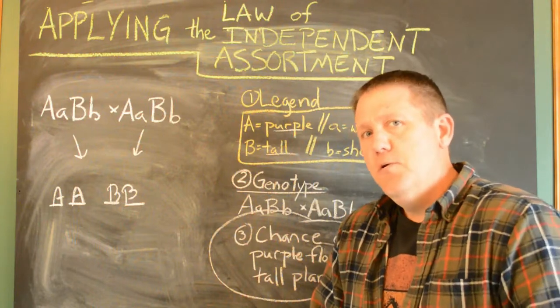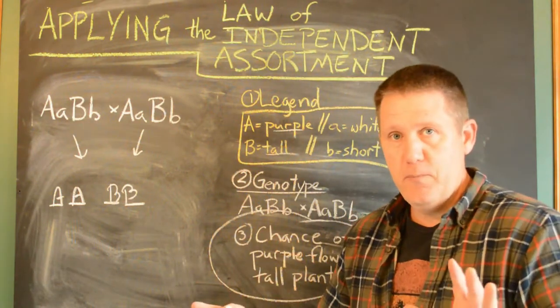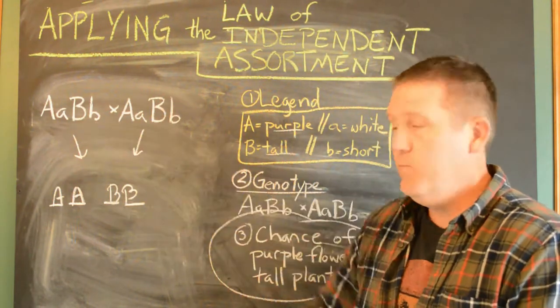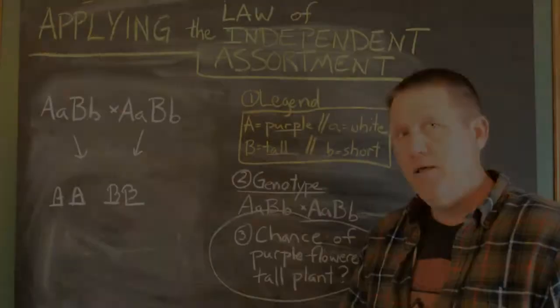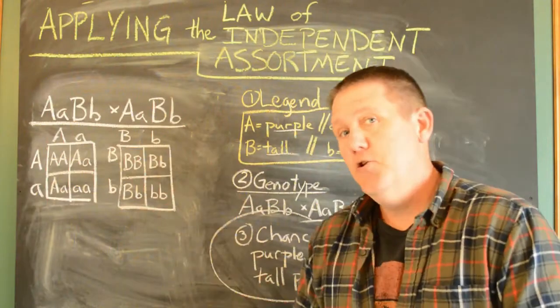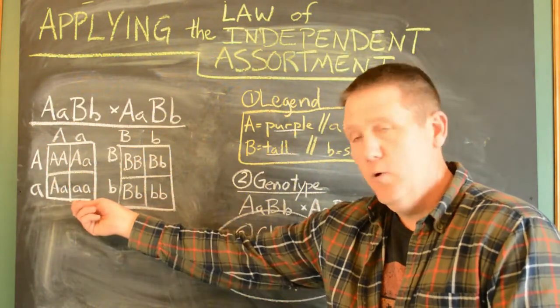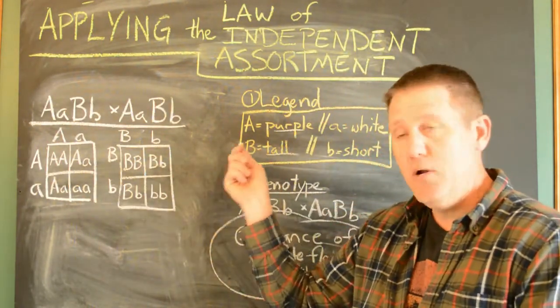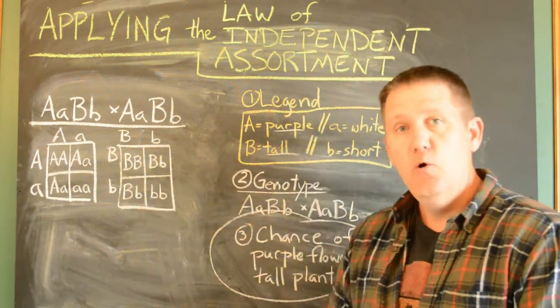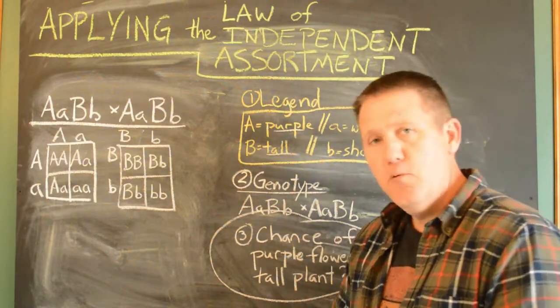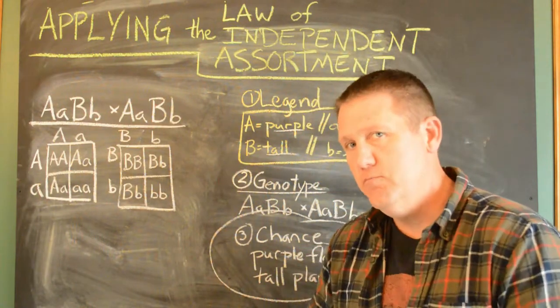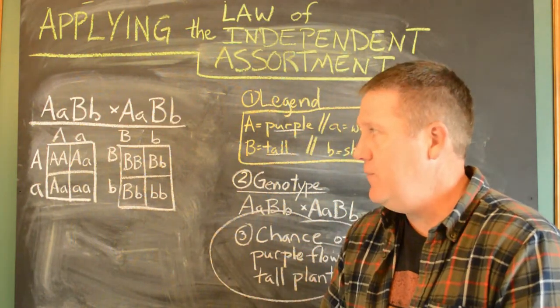The easiest way to sort this one out is just to make 2 separate Punnett squares. One for flower color and one for height. So let's try that. All right, so you can see I've worked out 2 separate Punnett squares. One for the A genes, that's the flower color, one for the B genes, which is the height. And our question is, chance of getting purple flowers and tall. So both of those together, they both have to happen.